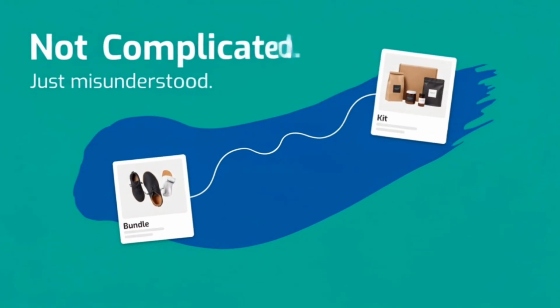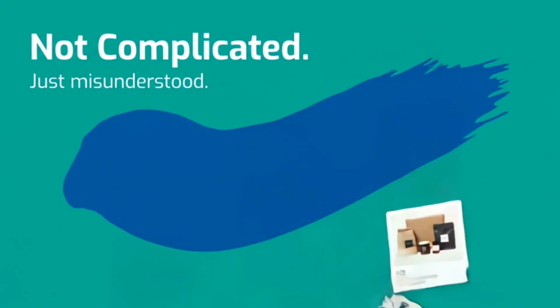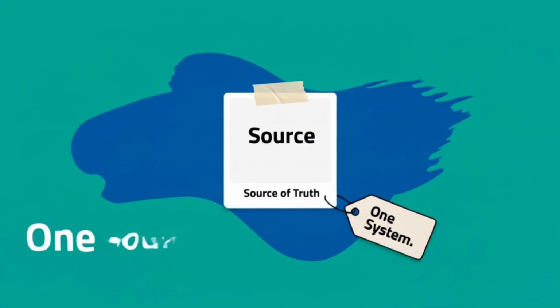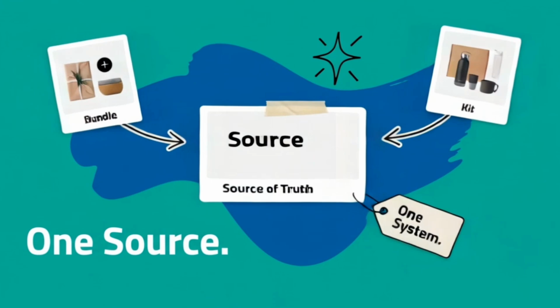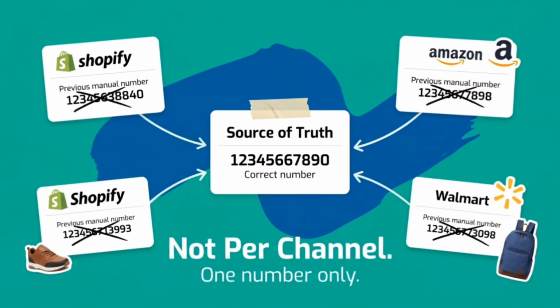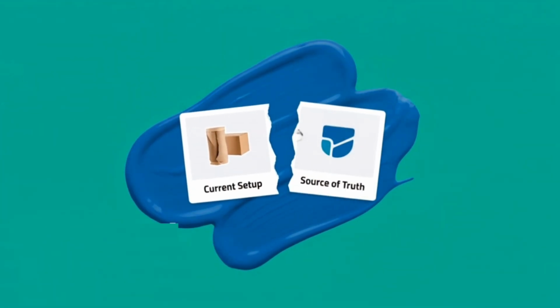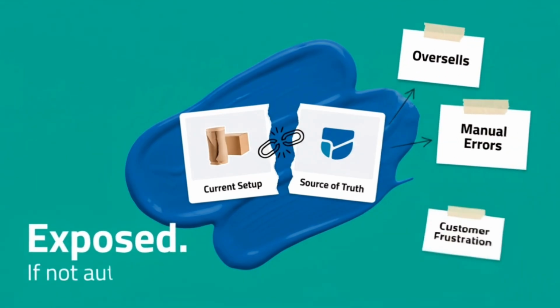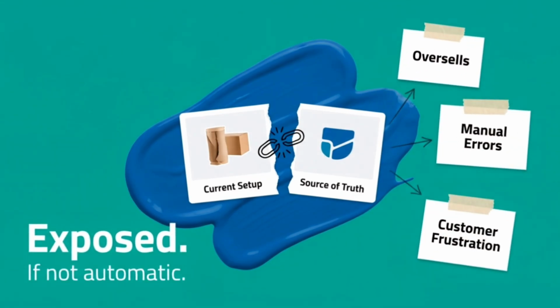Bundle and Kit SKUs are not complicated, but they do require a system that treats component inventory as the single source of truth, not a separate number you manage per channel. If your current setup doesn't do that automatically, you're leaving yourself exposed to oversells, manual errors, and customer frustration.